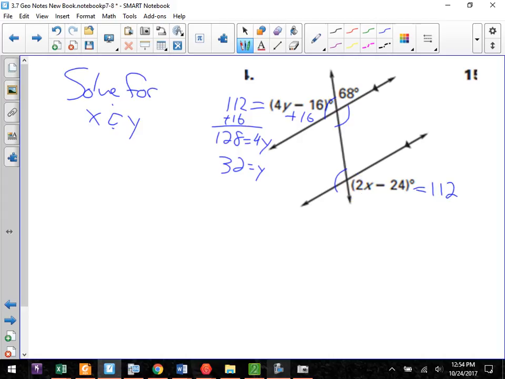Be careful. Use those tick marks. Use that tick mark trick. Okay. Add your 24. You get 2x is 136, I believe. X is then 68.